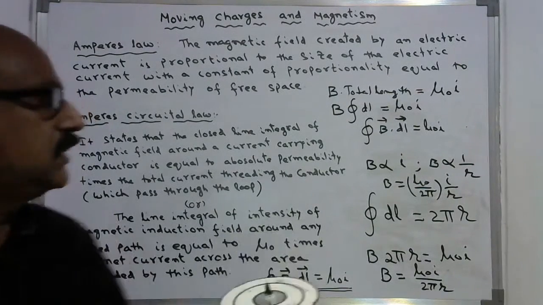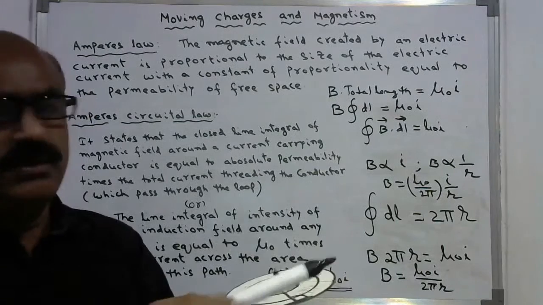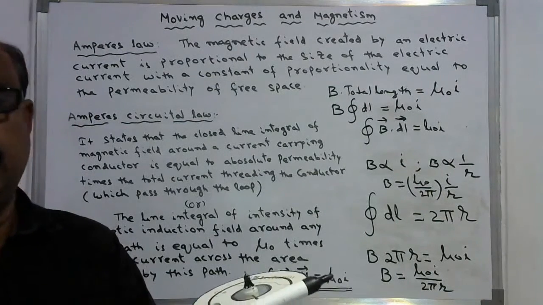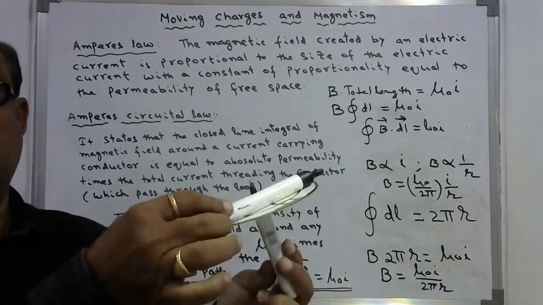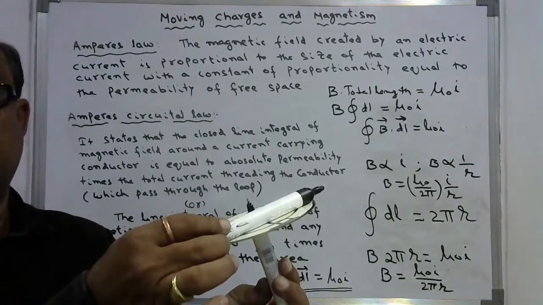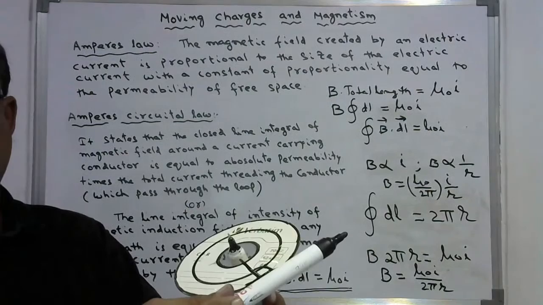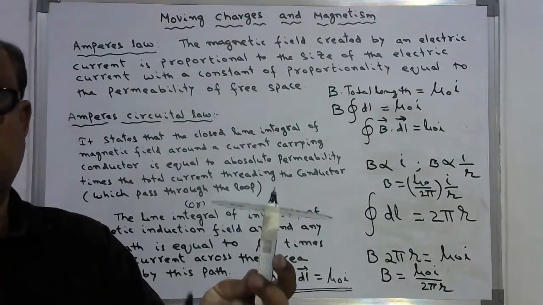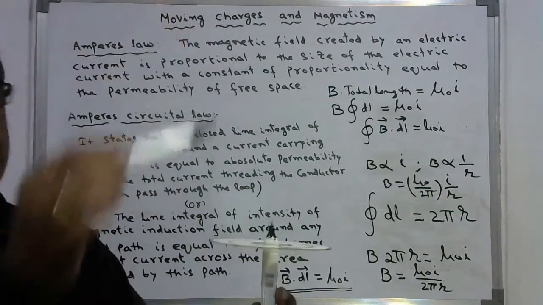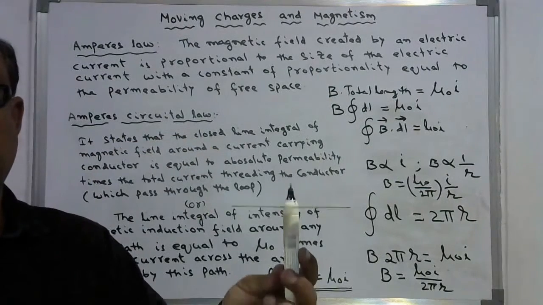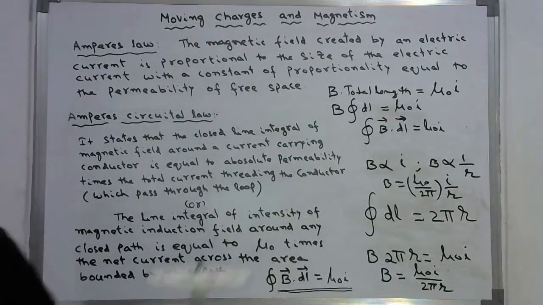And now you can write down threading. So if the conductor is placed like this, you cannot apply this law. If the conductor is somewhere here, a current carrying conductor, you cannot apply it. It has to go and come out of this particular loop. Then only we can apply this law.